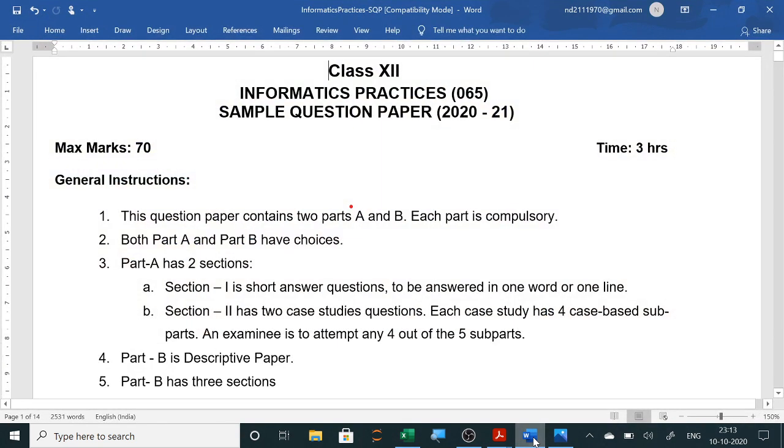Now in this question paper you can see how they have written it: 2 parts are there having choices, and part A is having 2 sections. In part A, that is section 1, you have to answer in 1 word or 1 line, and here each question is of 1 mark. So in section 1 you have to attempt 15 questions. So we will go through the questions now.